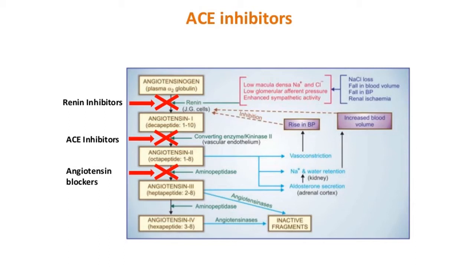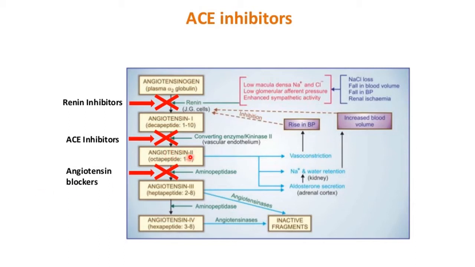If there is low macula densa sodium and chloride, if there is low glomerular efferent pressure, and if there is enhanced sympathetic activity, then renin is secreted, and this renin acts on angiotensinogen. This causes breakdown of angiotensinogen to angiotensin 1. On angiotensin 1, the converting enzyme acts and breaks it down into angiotensin 2, and this angiotensin 2 is responsible for vasoconstriction. Here I will take the laser pointer so that you can understand.